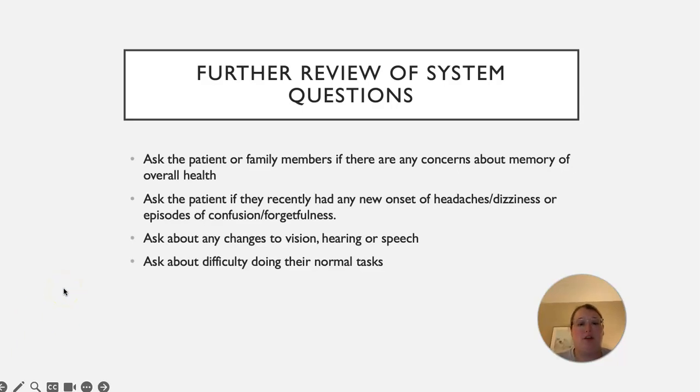Same thing with the vision, hearing, and speech. Any changes to those could indicate a numerous amount of health problems. And asking the patients if they're having any difficulty doing their normal tasks on their own. Sometimes in this kind of situation, if they are having difficulty, that could be an early sign of dementia. As we know, dementia patients often have trouble completing their tasks on their own.